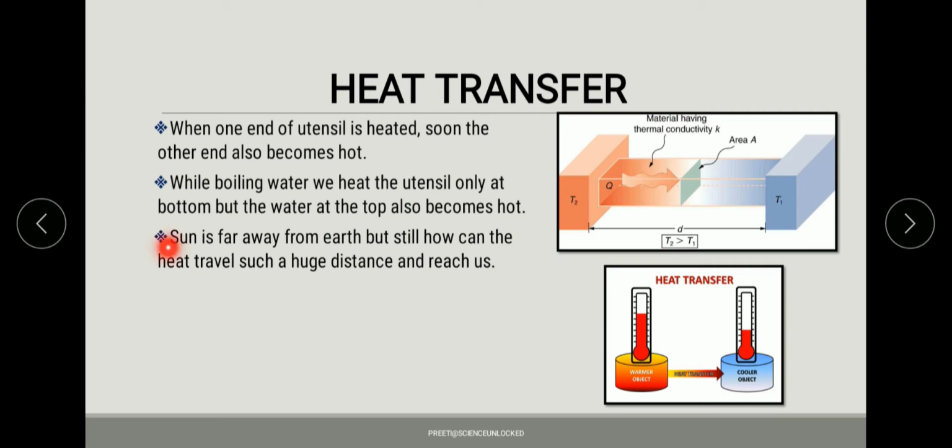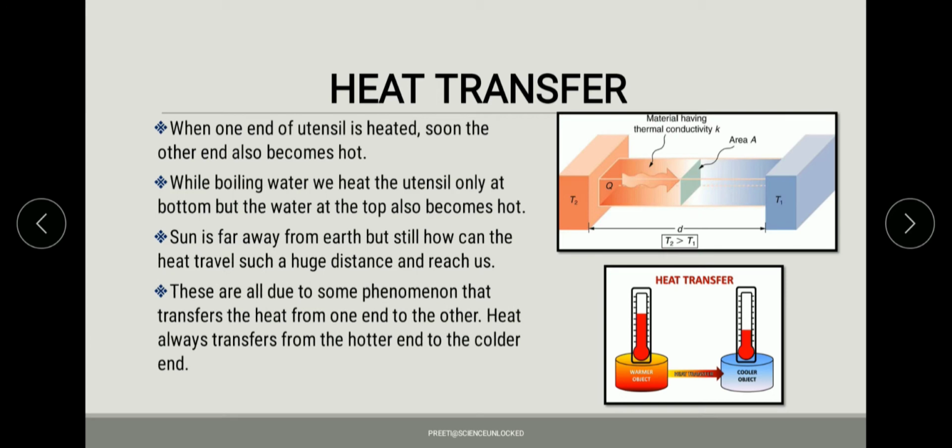The third example is with reference to the sun, that in spite of being so far from us, it is able to provide us the heat energy and the solar energy, which is the ultimate source of energy to us, and we are able to utilize that without any concern for how far we are from the sun. So all these are different phenomena that we observe in nature, giving us examples where we talk about the movement of heat or transfer of heat.